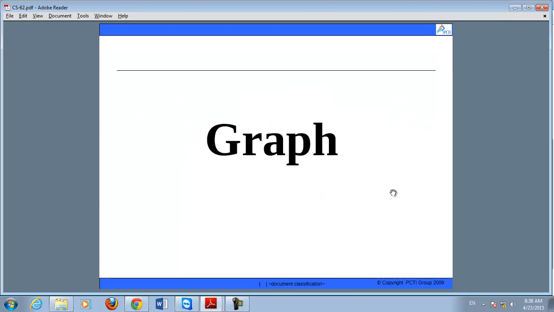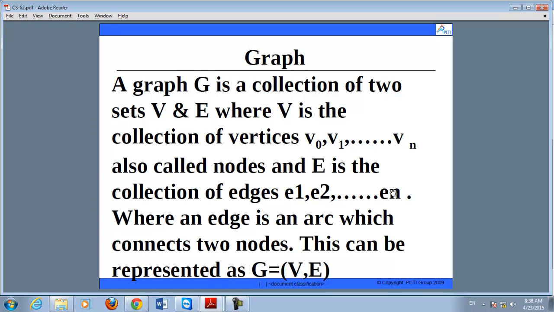Now, the next topic is graph. Graph is also a non-linear data structure. It is a collection of vertices and edges, where V is a collection of vertices. Vertices can be any number of vertices, that is V0, V1, V2, V3 and so on, also called nodes, and E is a collection of edges like E1, E2, till En, where an edge is an arc which connects two nodes.